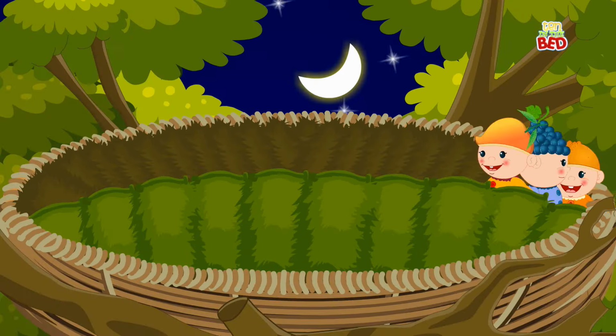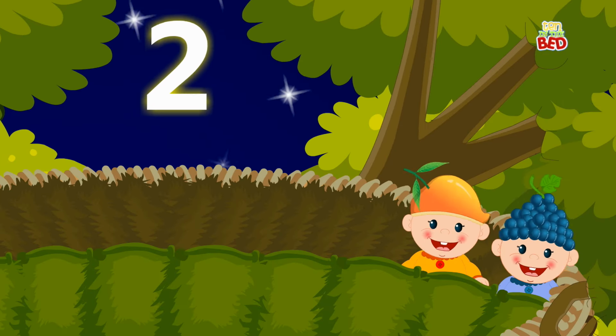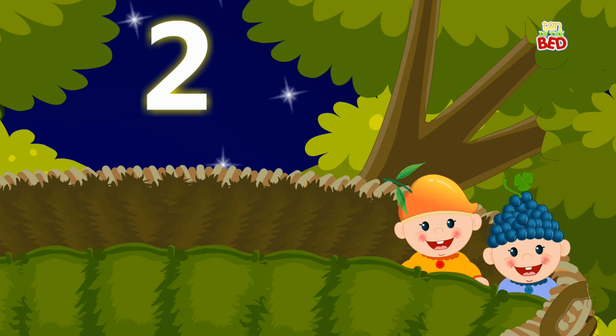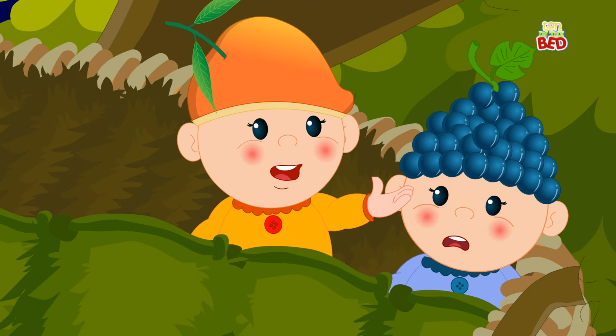So they all rolled over and one fell out. Two! Two! There were two in the bed and the little one said, roll over, roll over.